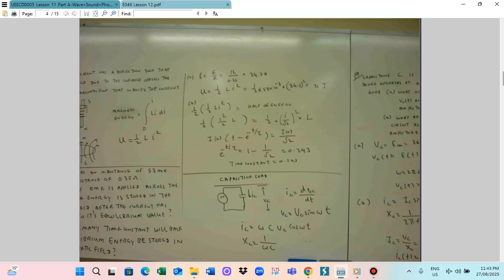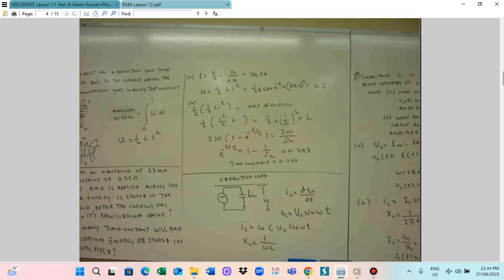Therefore we write down the equation: initial current I0 into 1 minus e power minus t by tau is equal to the current value, I0 divided by root 2. So the current value needs to be reduced by root 2. Therefore we can write e power minus t by tau is equal to 1 minus 1 by root 2. So 1 minus 1 by root 2 is 0.293. So we can now use minus t by tau equal to ln 0.293, so that now you can calculate tau, the time constant.